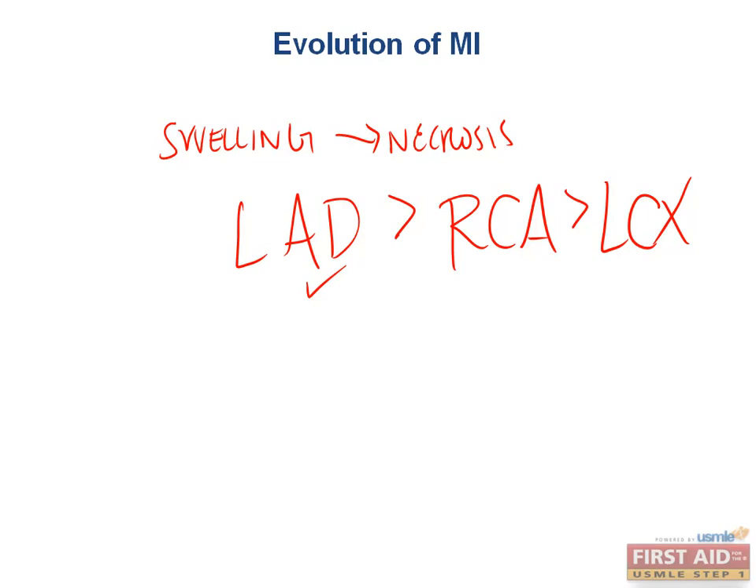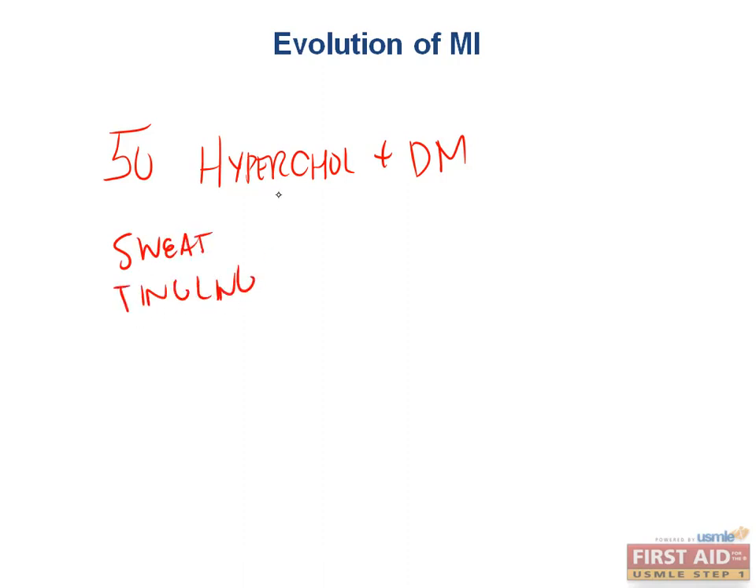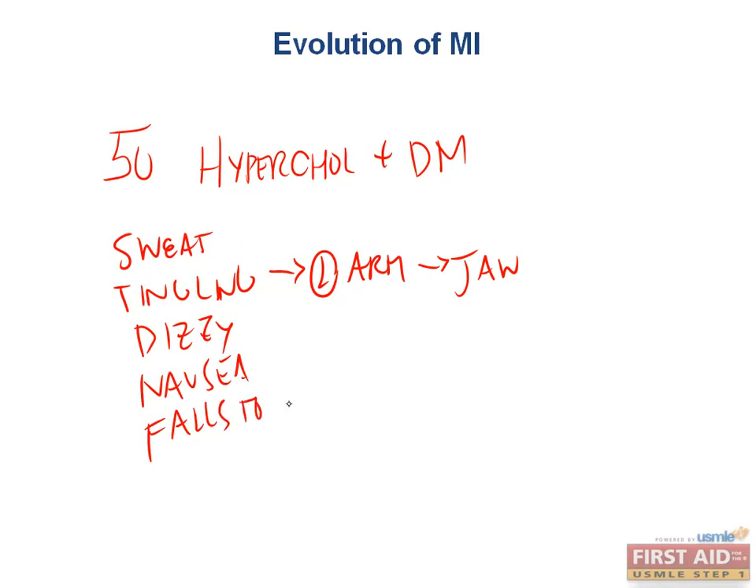So let's whip out a quick vignette. Let's say we have a 50-year-old white male. He has hypercholesterolemia plus diabetes. He was at a Justin Bieber concert with his kids, and his daughter gets pulled on the stage to dance with Justin Bieber. He gets super concerned that she might actually like his music instead of just going through some sort of phase of Bieber fever, and the dad all of a sudden starts sweating. He gets a tingling sensation that goes up his left arm and into his jaw. He starts to feel very dizzy, nauseated, and then he falls to the ground.